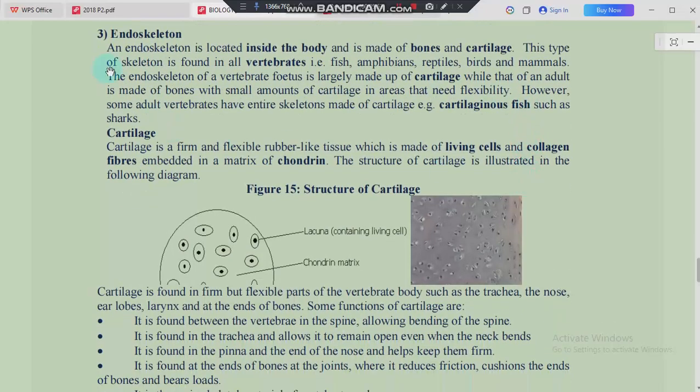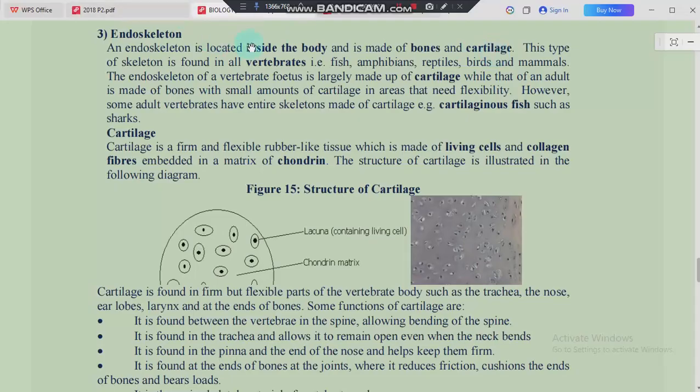Let's now talk about the endoskeleton. So this endoskeleton is located inside the body of an organism. It is made up of bones and cartilage. We didn't hear anything related to cartilage in the exoskeleton, did we? But we heard of interesting terms such as the chitin, and also another structure which was the cuticle, the procuticle, and those other interesting features. So we need to know those.